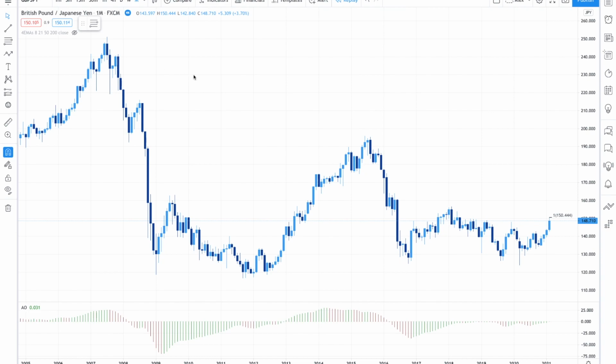Okay, so top-down analysis in true fashion. This is how we do our analysis, top-down. What do we mean by that? Well, we start from the higher time frames. So this is a monthly chart. What's the instrument that we're choosing today? Well, it's pound yen.